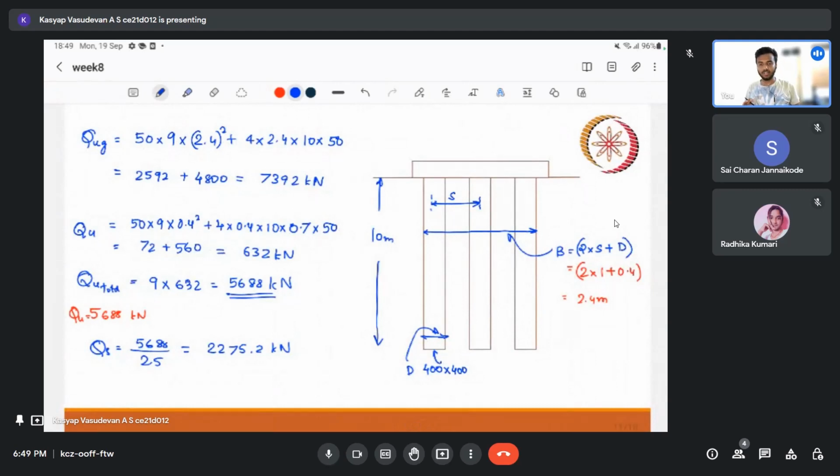Here we need not get confused about whether to report the block failure, whatever we got from block failure, the group capacity, or should we give the individual capacity into the number of piles. Whichever is lower we can report, but generally when group is lower we have to report the group value. But when we are designing it, we will design it as equal, this QUG as well as this n into QU, we'll equate them so that the efficiency is nearly 100%. Okay.